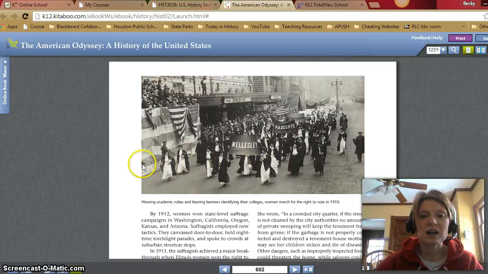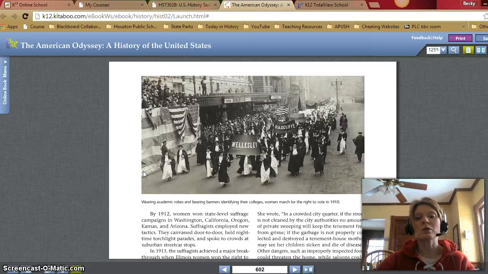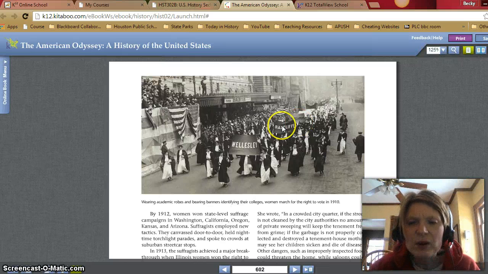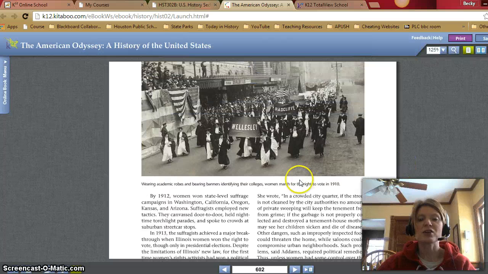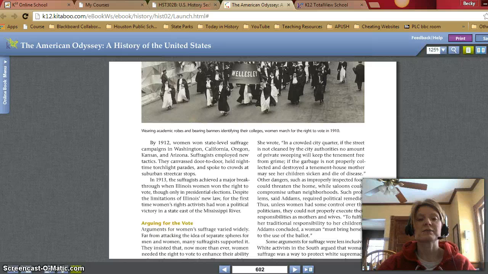And let's just read this caption. Wearing academic robes and bearing banners identifying their colleges, women marched for the right to vote in 1910. So you see Wellesley College, Radcliffe. Can't quite read the next ones, but you see that showing that they're educated, they are informed, and they should have the right to vote.